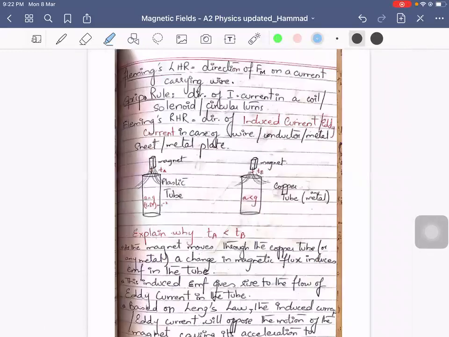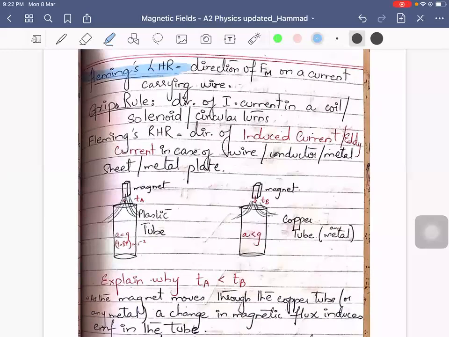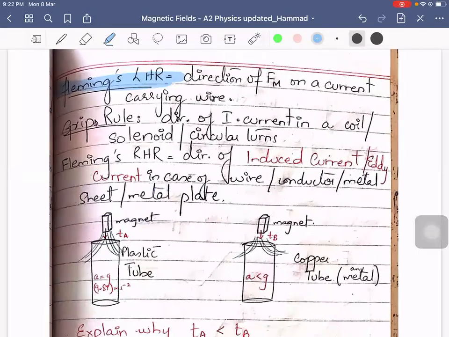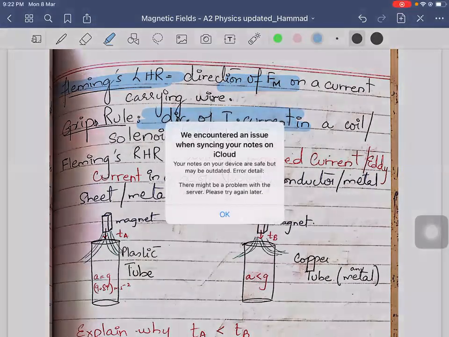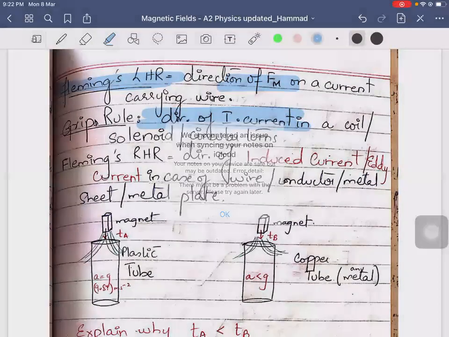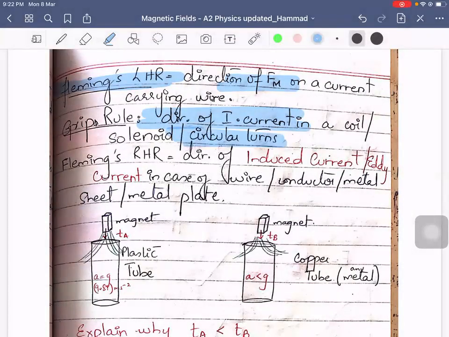So Fleming's left hand rule is used to work out the direction of magnetic force on a current carrying wire. The right hand grip rule works out the direction of induced current in a coil, in a circular coil basically. Work out the current direction in a circular coil. Fleming's right hand rule is used to work out the direction of induced current or eddy current.